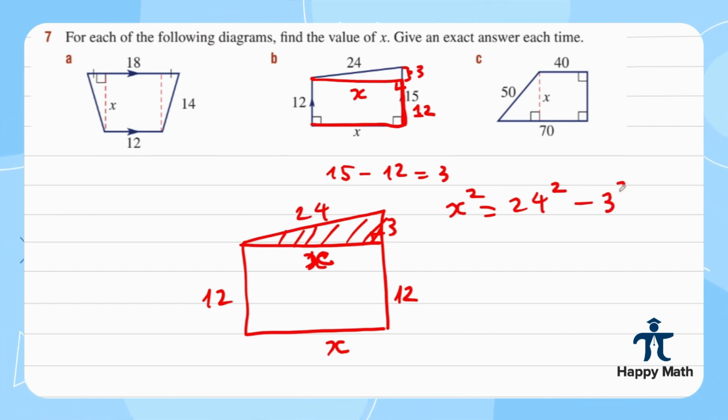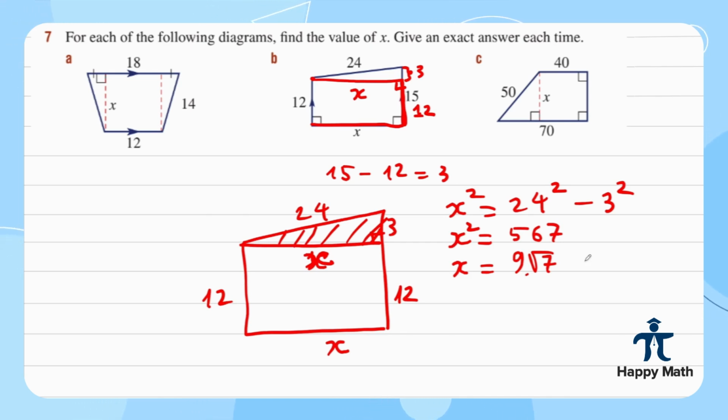24 square minus 3 square. And on my calculator, 24 square minus 3 square, h square will be 560. 560, take the square root. You got 9 square root 7. 9 square root 7 for question B. Yep. And the next one will be question C.